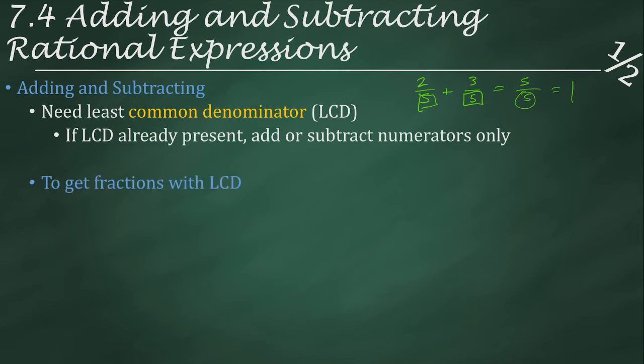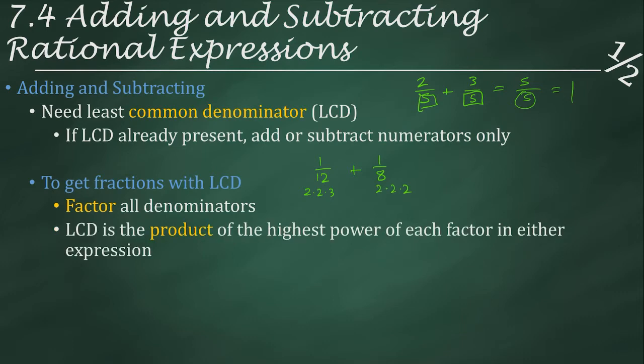If there are not already common denominators, you factor all the denominators. For example, 1 over 12 plus 1 over 8. 12 is 4 times 3, which is 2 times 2, so it's 2 times 2 times 3. 8 is 2 times 2 times 2. The lowest common denominator is the product of the highest power of each factor in either expression.